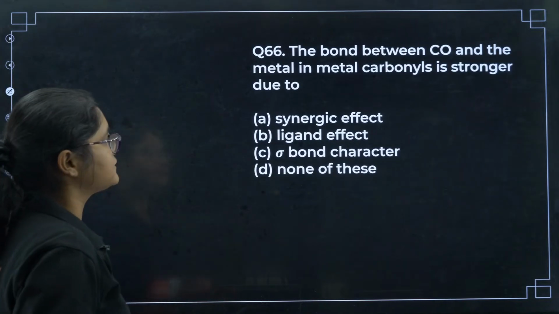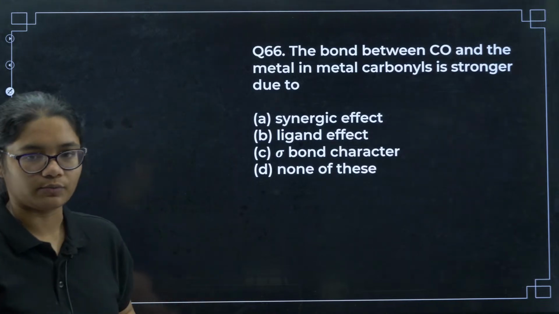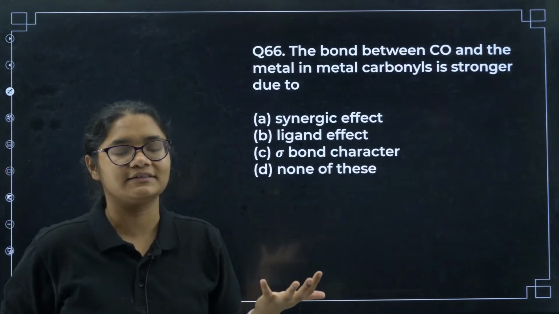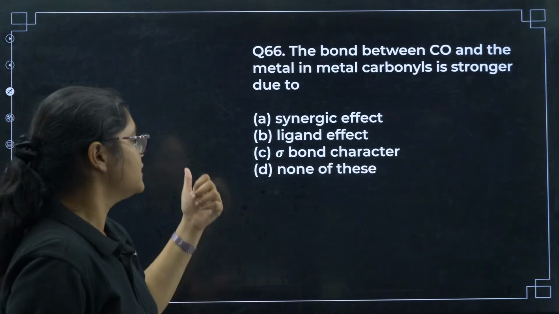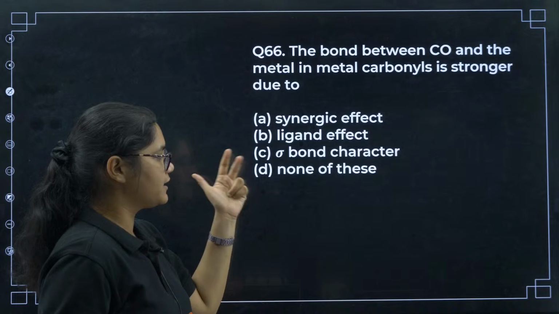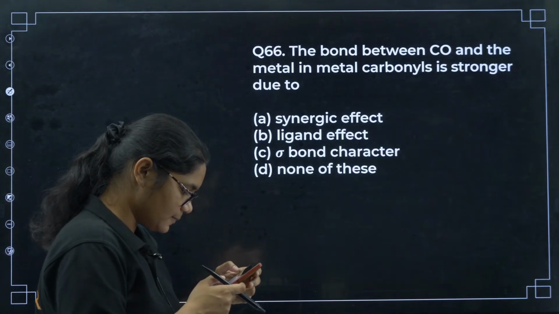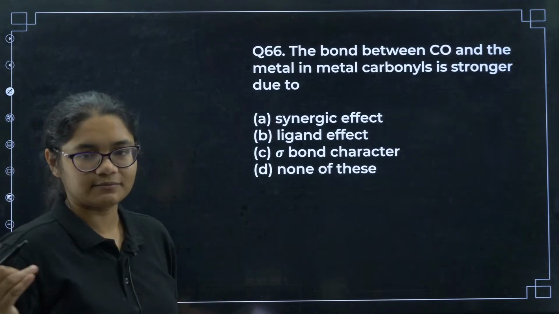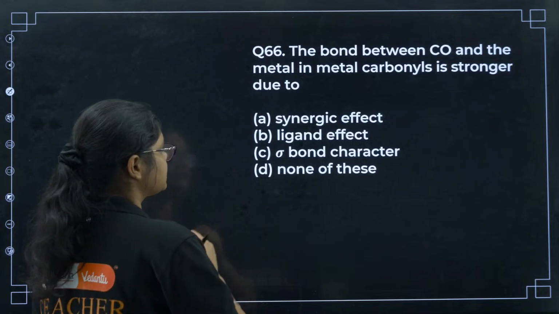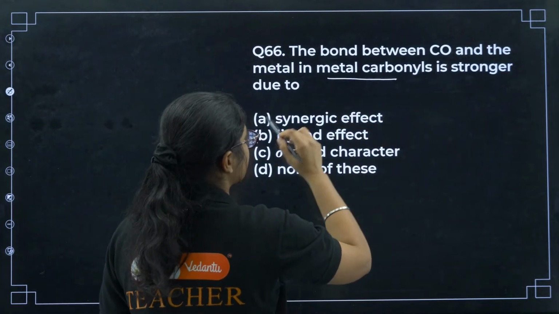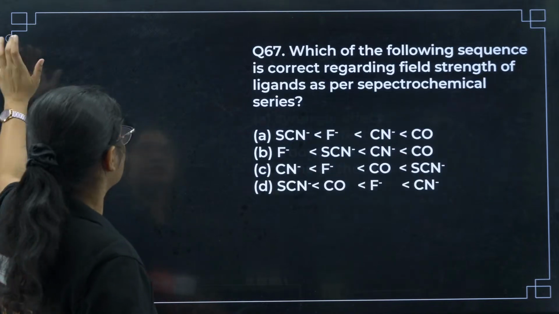Next, the bond between CO and metal in metal carbonyls is stronger due to? So what is the consequence of that synergic effect? The metal bonds become stronger because of sigma and pi bond. So synergic effect, ligand effect, sigma bond effect, or none of these. As we just discussed, because of a sigma bond and a pi bond, there is a double bond created between them, that is called the synergic effect. That is why the bond is very strong. So option number A is the correct answer.